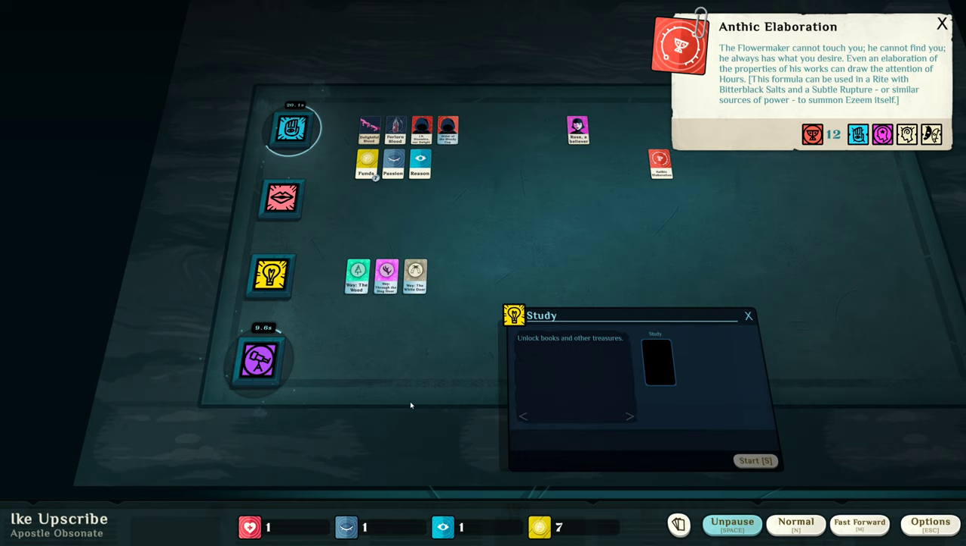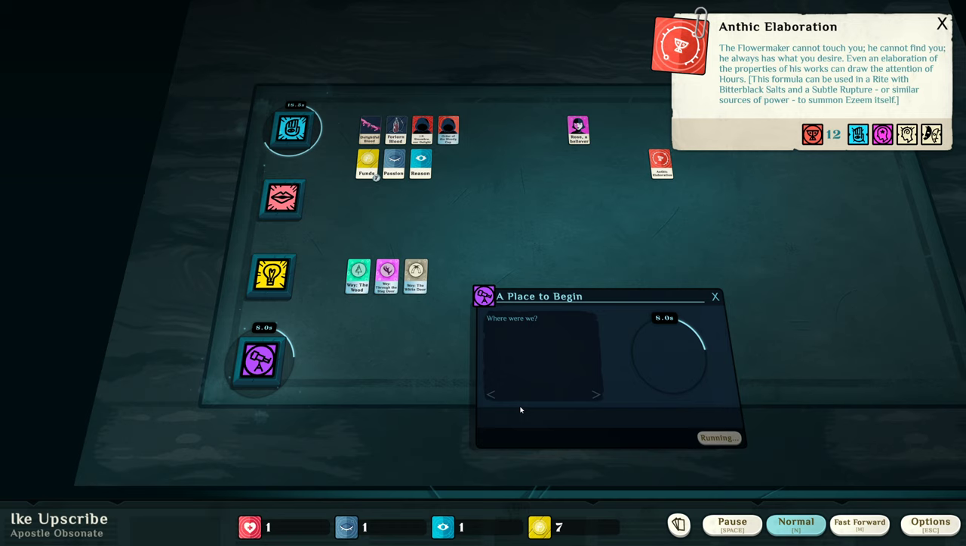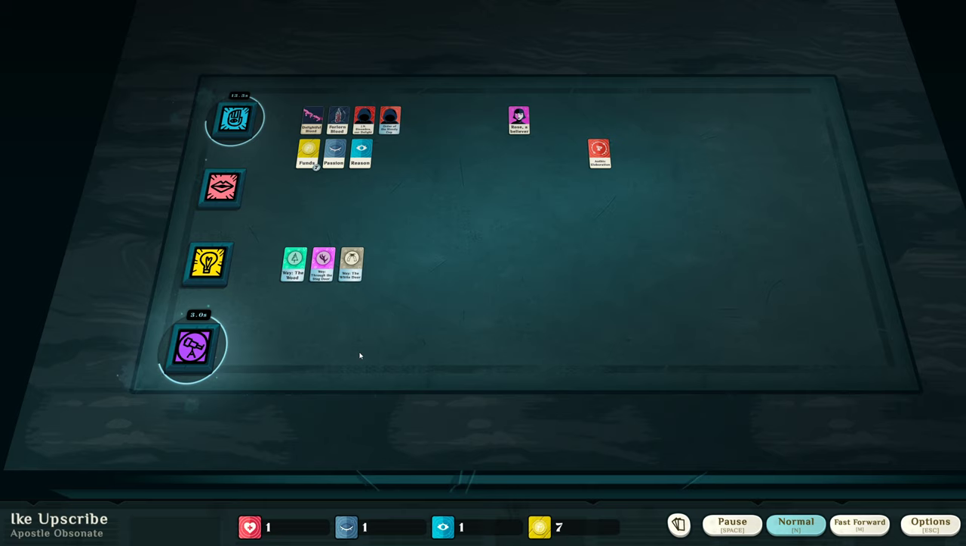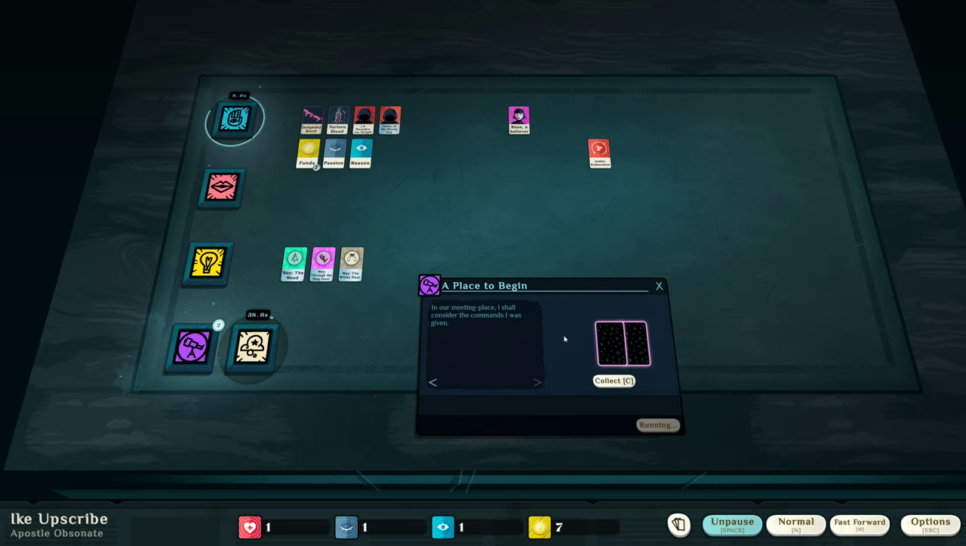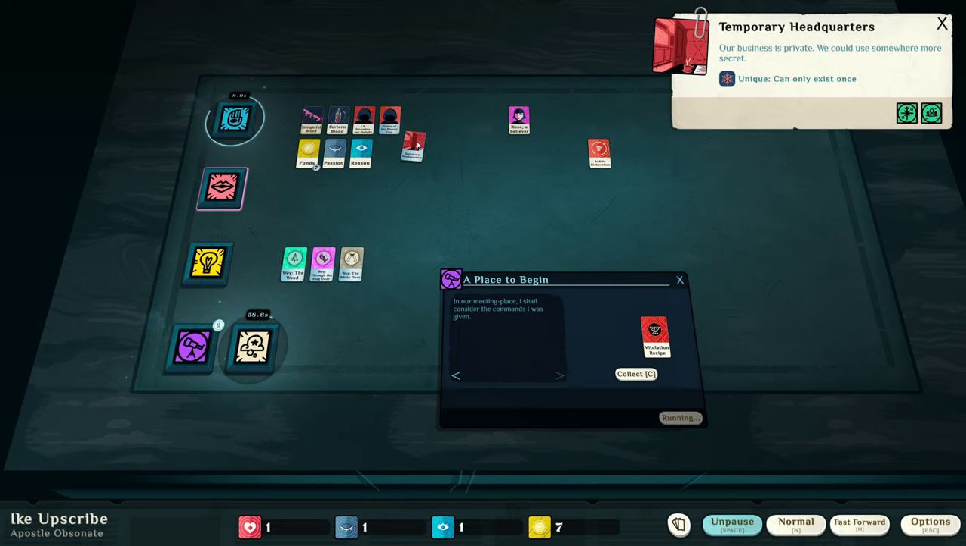And we're getting our exploration verb right away, a place to begin. Where were we? In our meeting place, I shall consider the commands I was given. So we've got the temporary headquarters. I'll put that beside the Order of the Bloody Cup. And we have the vitulation recipe.